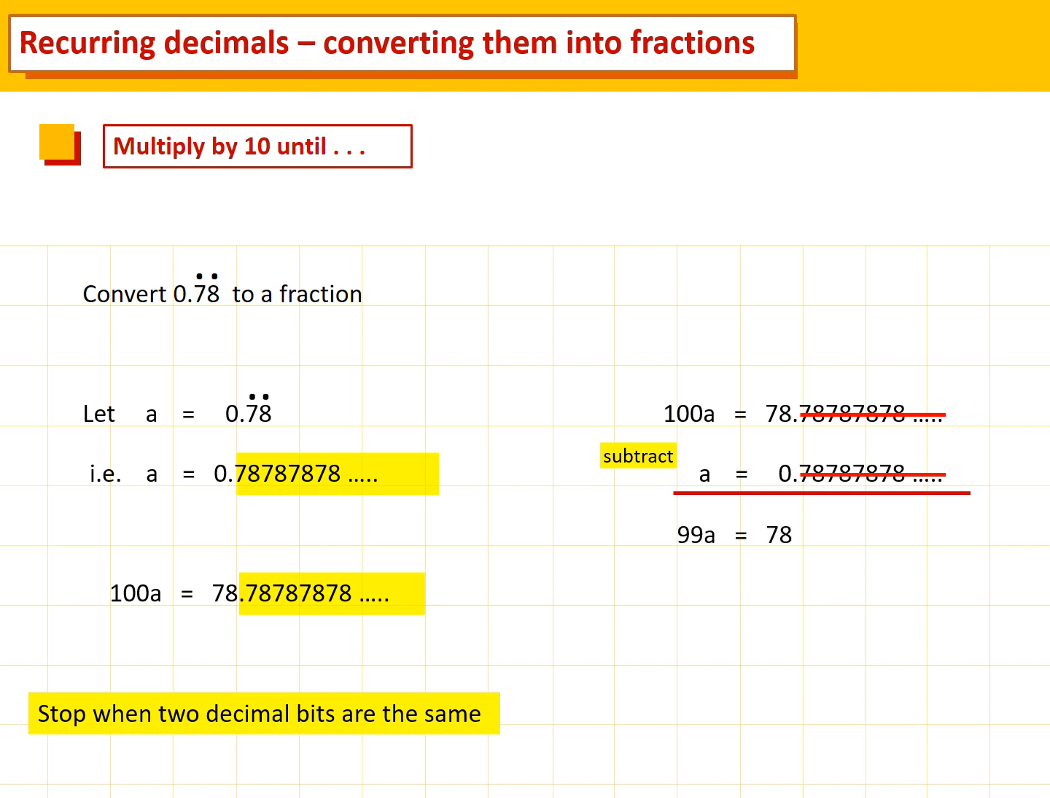100a take away a is 99a, 78 take away 0 is 78, so a is 78 divided by 99, and that does cancel down, and there's our answer, 26/33.